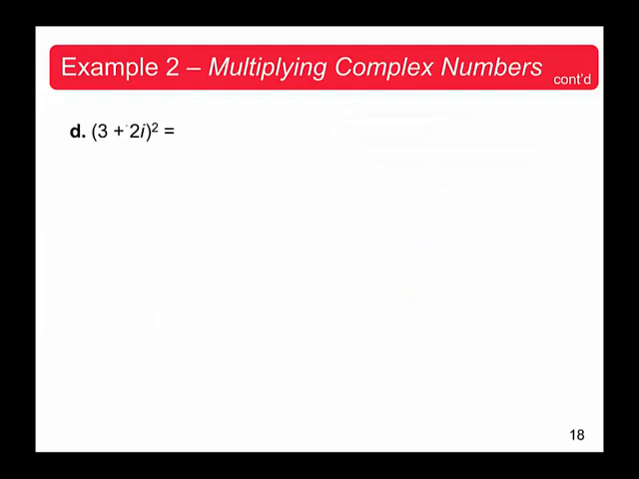Now let's look at part E. Okay, so (3 plus 2i) squared. This is a perfect square, so you typically would just turn it into 3 plus 2i times 3 plus 2i. Okay, and again we FOIL this. 3 times 3.